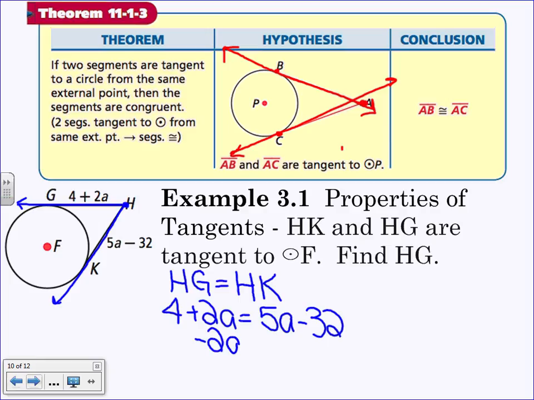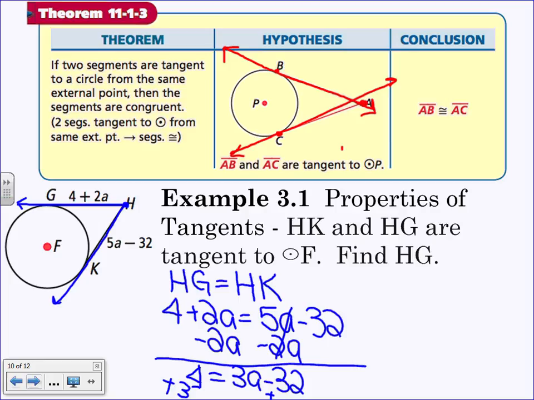Subtract 2a from both sides. So that gives us 4 equals 3a minus 32. What's the next thing you want to do? Nathan? Add 32 to both sides.